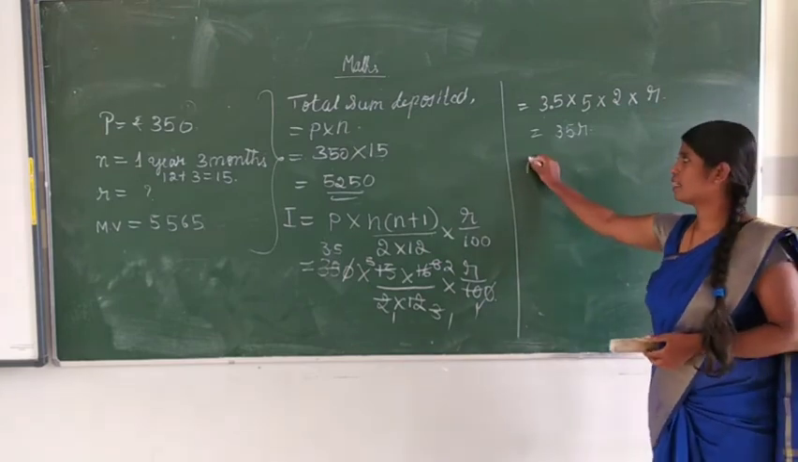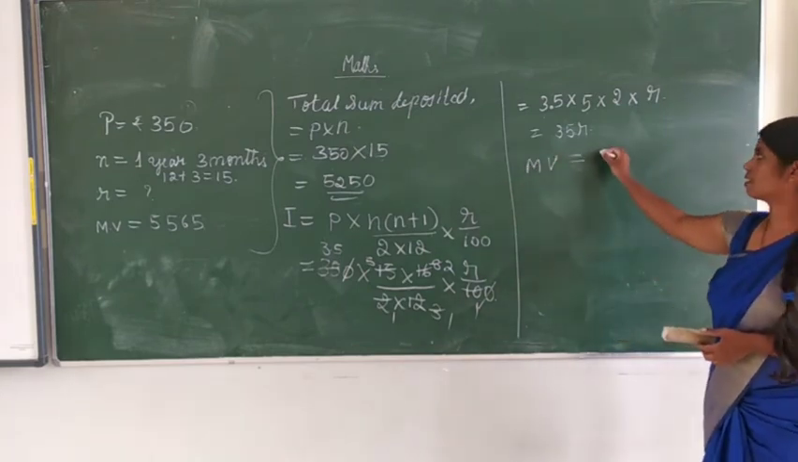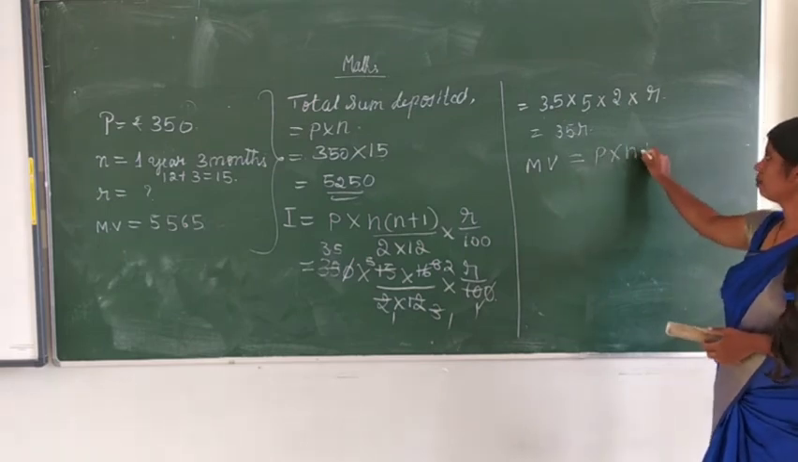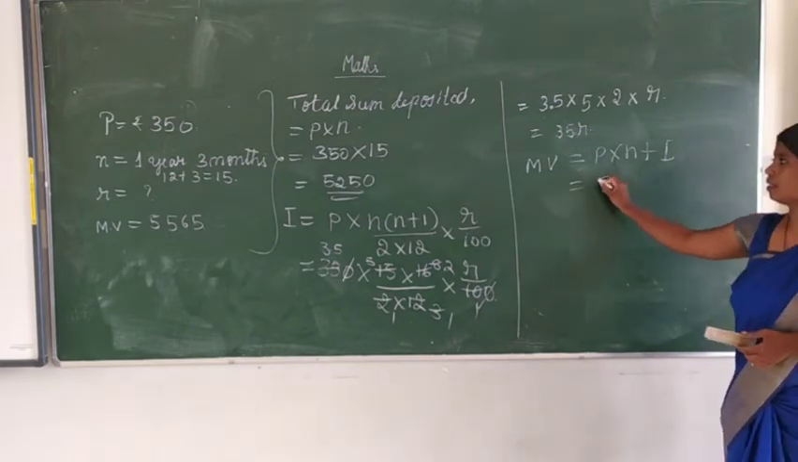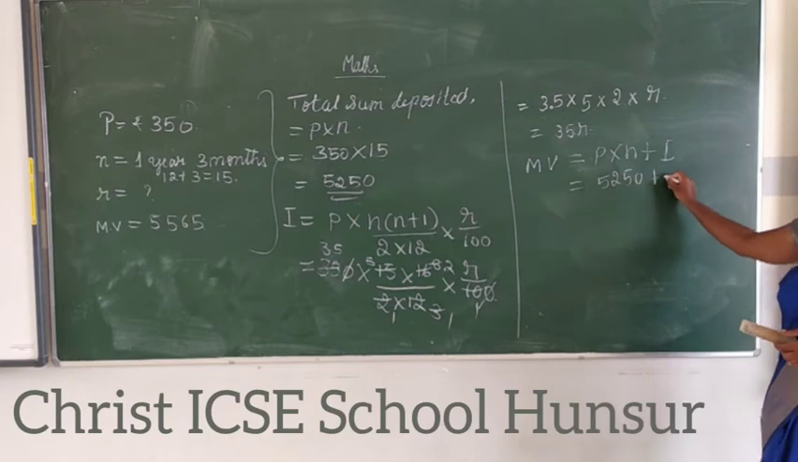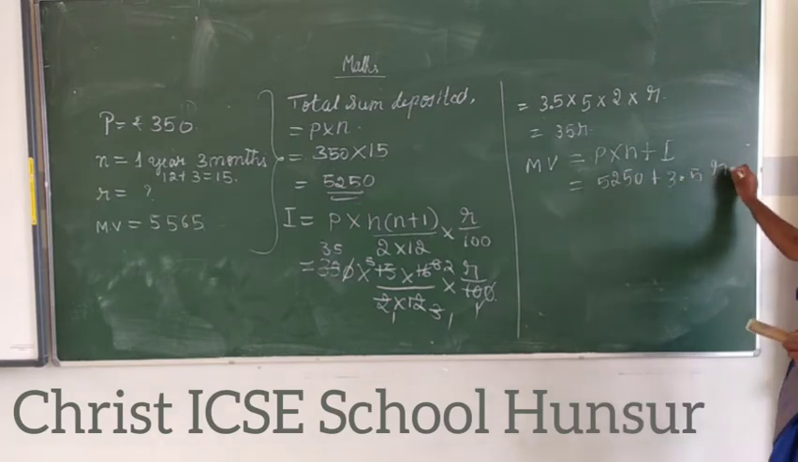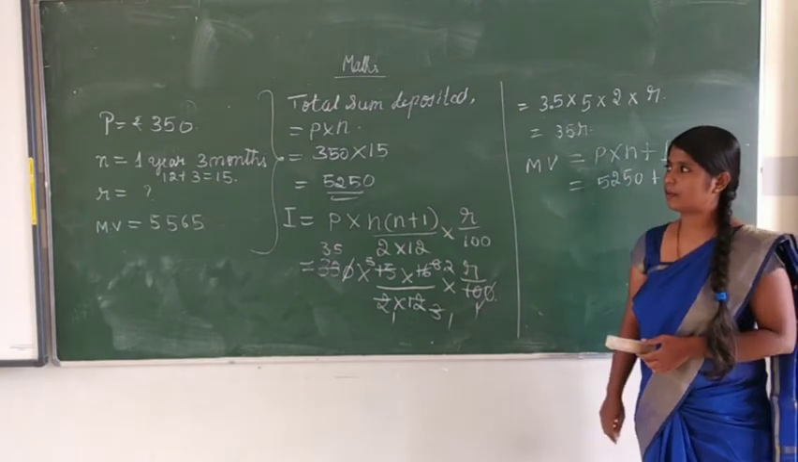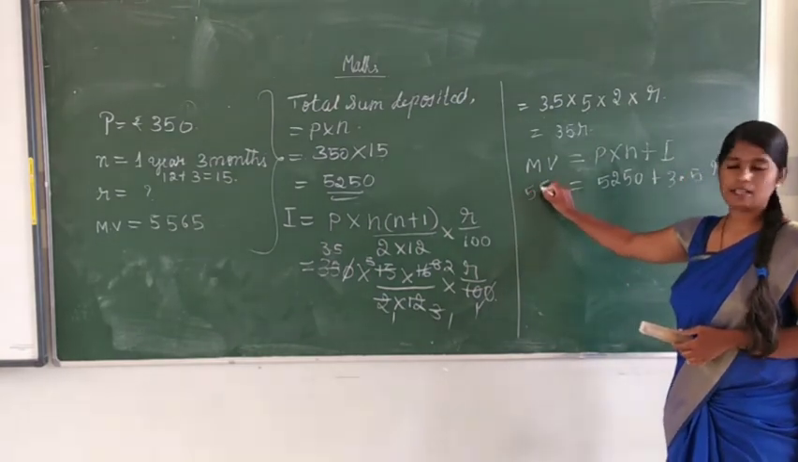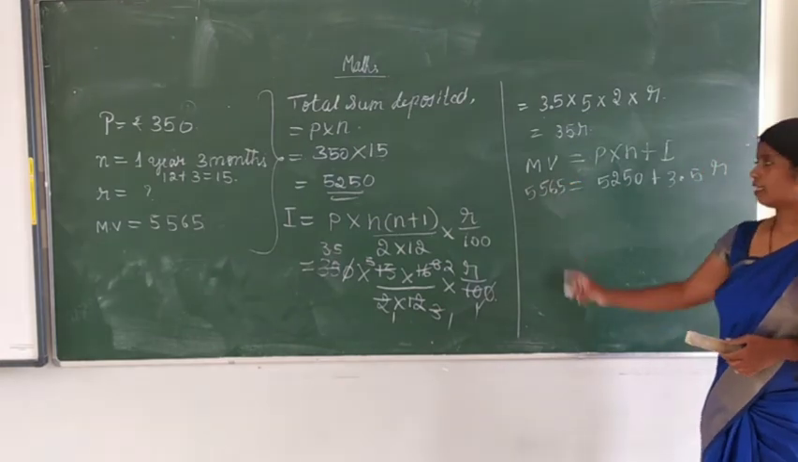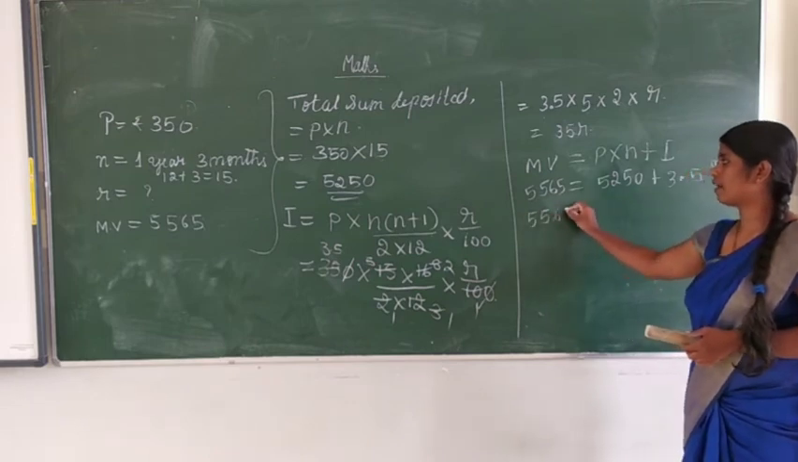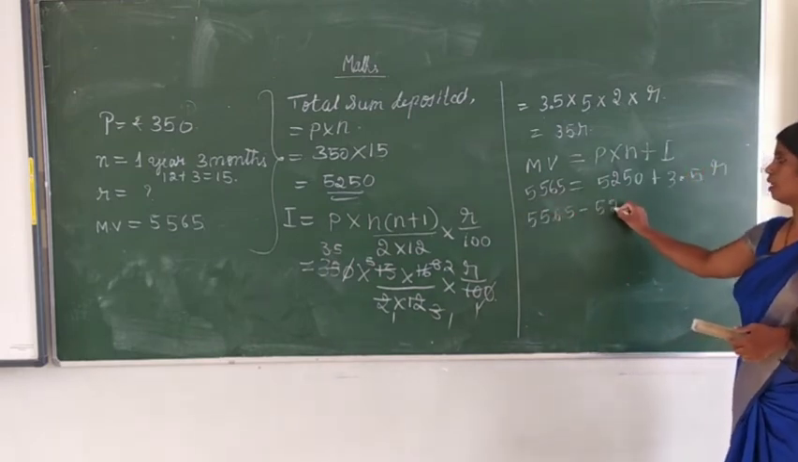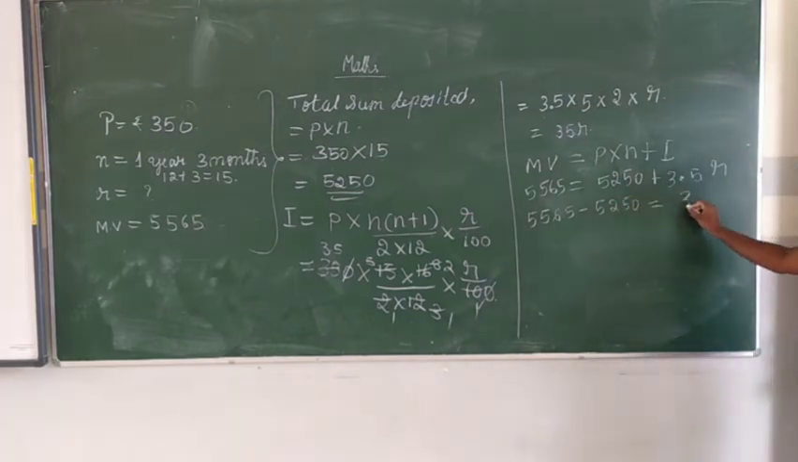Then consider the MD formula. MD is equal to P into N plus I. P into N we have got here 5250, plus I value is 3.5 R. MD value we have in the question, it is 5565. Then take this to the opposite side and subtract: 5565 minus 5250 is equal to 3.5 R. Subtract these two.